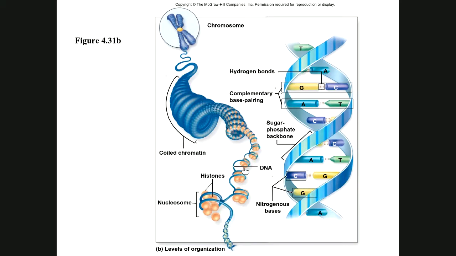When a cell is preparing to divide, the chromatin threads coil and condense enormously to form short, bar-like bodies called chromosomes, which you see here.